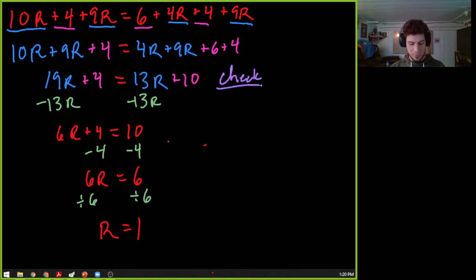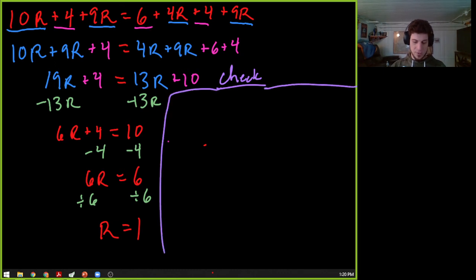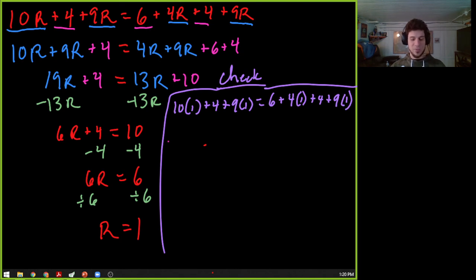That is it. Let's just give it a check real quick to confirm. I'll do my check in purple. So I'm going to substitute 1 in for all of our r's. So 10 times 1 plus 4 plus 9 times 1 equals 6 plus 4 times 1 plus 4 plus 9 times 1. Okay, now these ones are going to make it pretty easy for us, so I'm going to multiply those all out. So 10 times 1, of course, is 10, plus 4, plus 9 times 1, which is 9. On the other side, 6 plus 4 times 1 is 4, plus 4, plus 9 times 1 is 9.